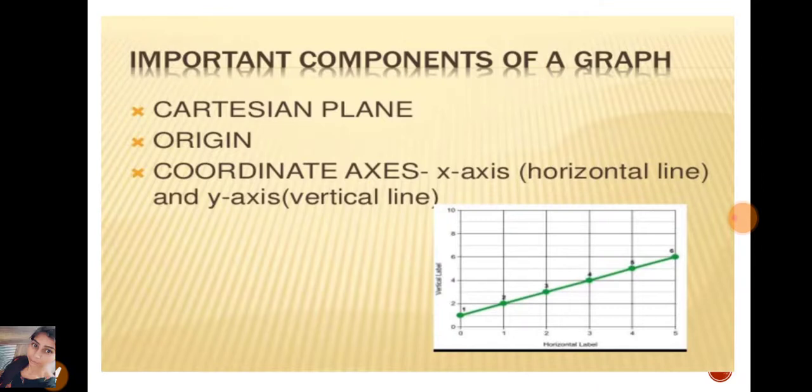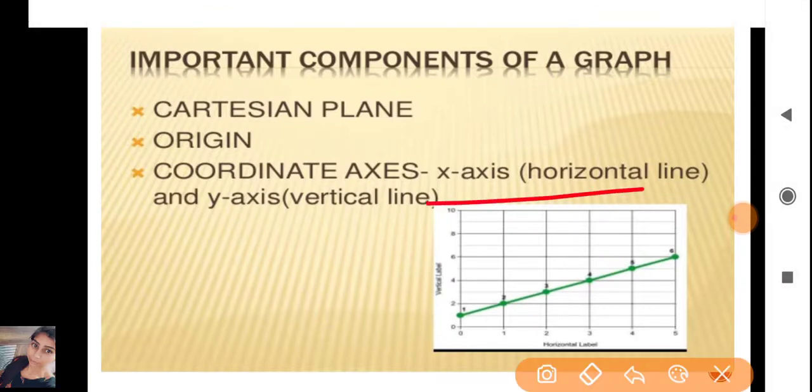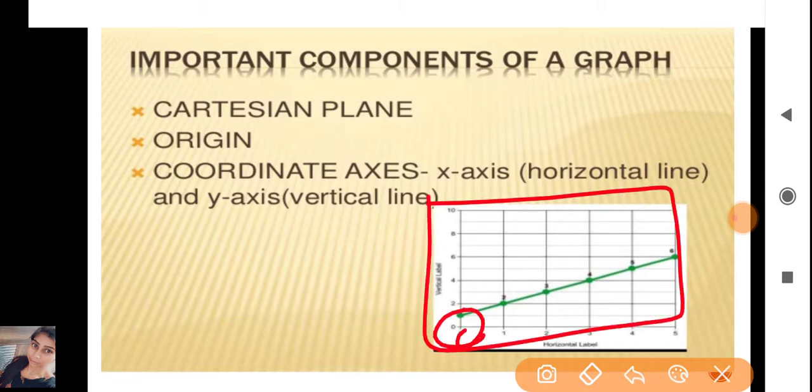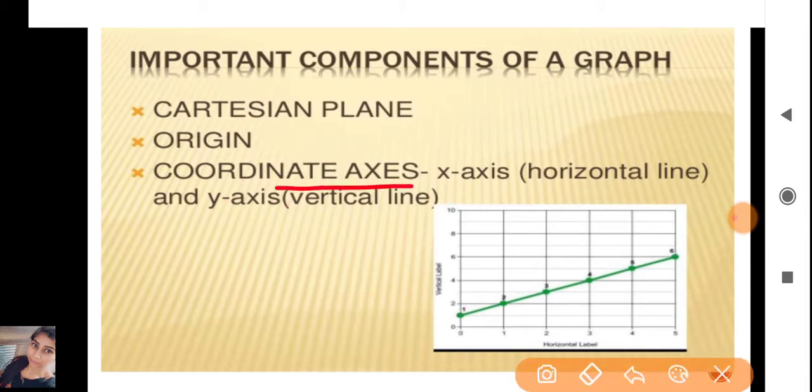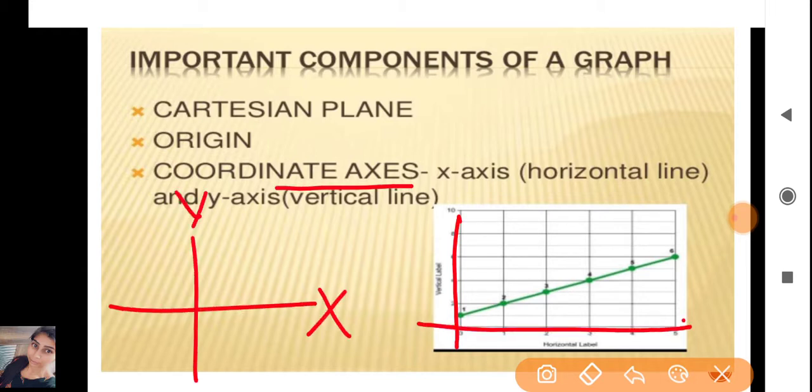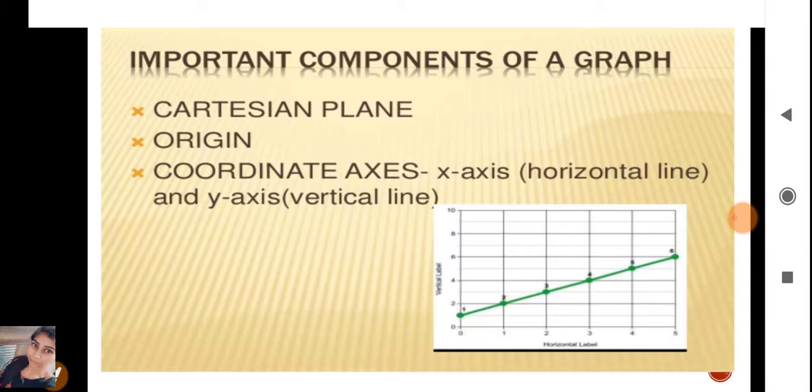Now you can see what the important parts of a graph are. The very important part of the graph is this Cartesian plane. Then the origin is where the lines of the x and y axes meet, and the coordinate of the origin is always 0, 0. Then the third one is the coordinate axes. This is my y-axis, this is my x-axis. These are the two coordinate axes, and these are very important parts. These are actually the main part of the graph.